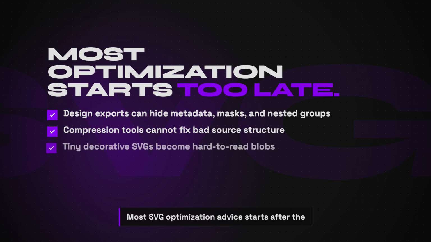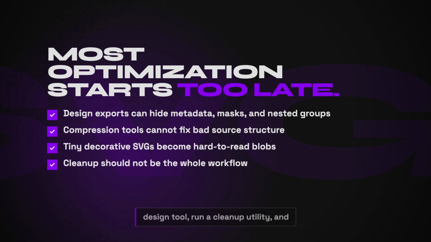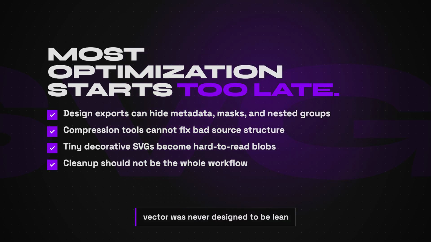Most SVG optimization advice starts after the damage is done. You export from a design tool, run a cleanup utility, and hope it removes enough junk without breaking the artwork. That helps, but it does not fix the core problem. The original vector was never designed to be lean source.